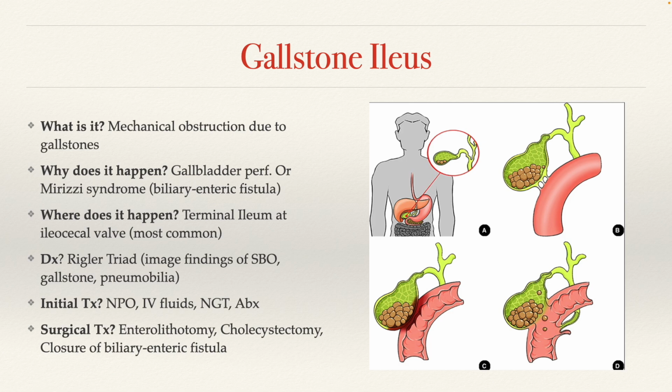So how do we manage this? It begins with NPO. We don't want to give anything that's going to further move the gut or contract the gallbladder. We're going to give IV fluids, NG decompression, and antibiotics. And the definitive treatment here is an enterolithotomy with a cholecystectomy and fistula closure. Those are all fancy words for fixing everything that's wrong. Remove the stone, take out the gallbladder, and close the fistula it created.